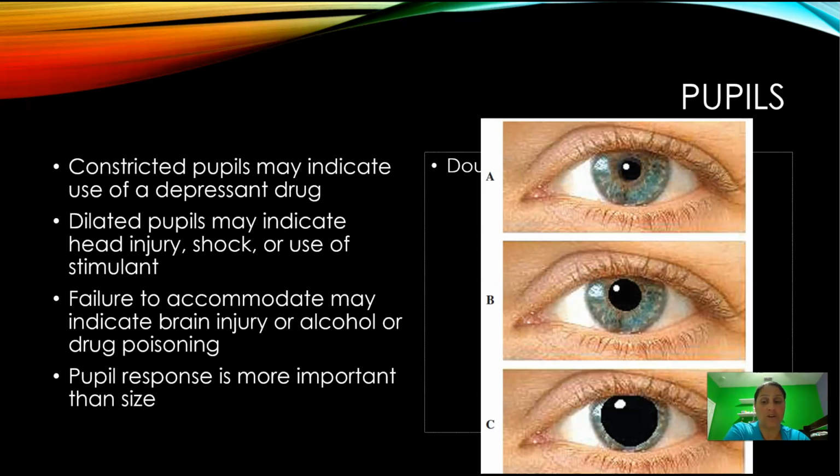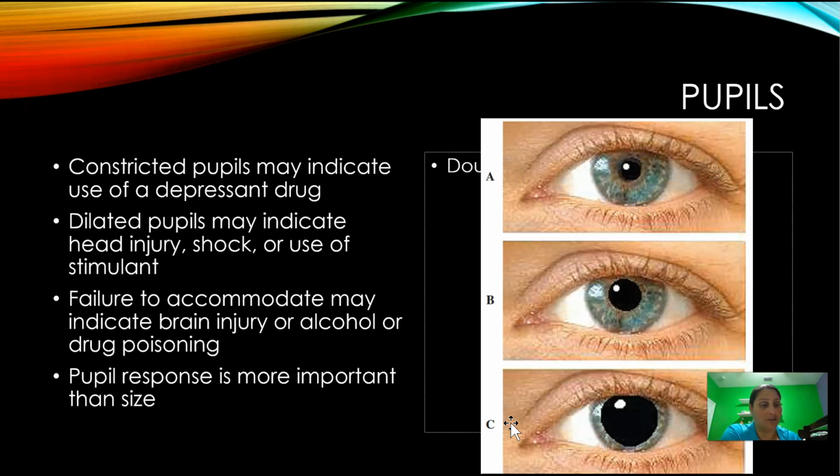Okay, and you will hear me talk about PEARL, P-E-A-R-L. That is an acronym and it stands for pupils are equal and reactive to light. What I'm talking about is that we are trying to see the reaction that the pupils, the darker part of the eye, have to light. We usually have these pen lights that will help us.